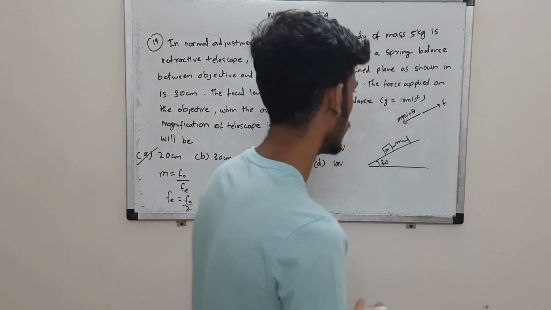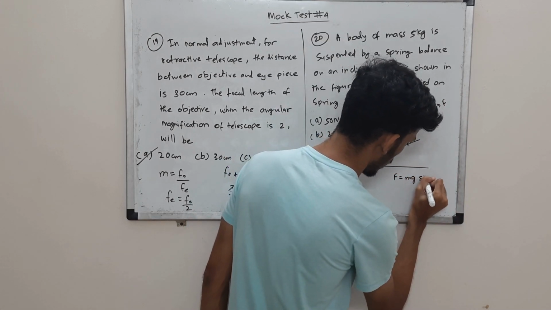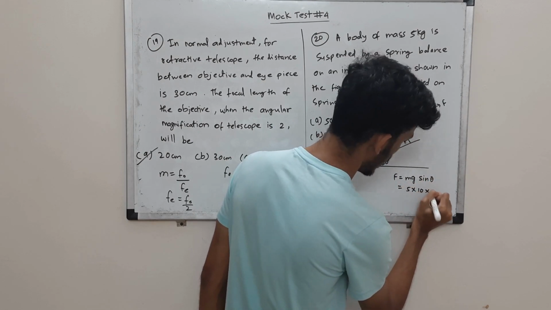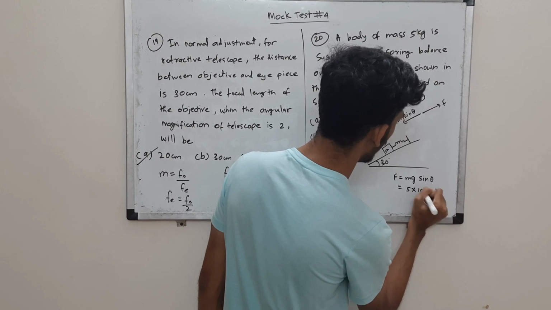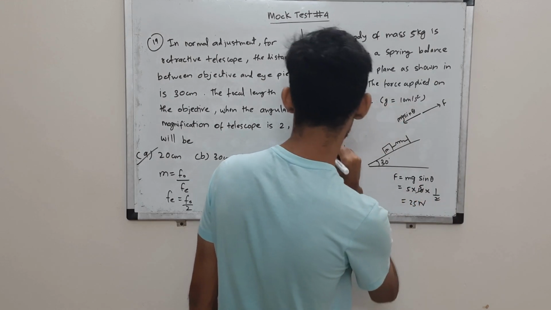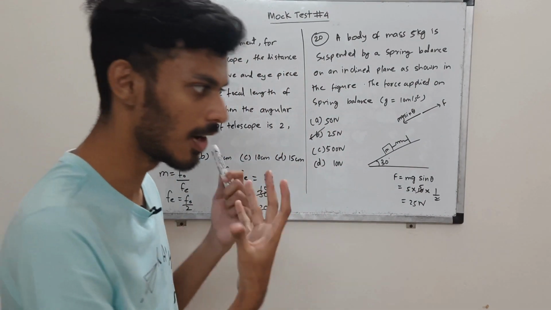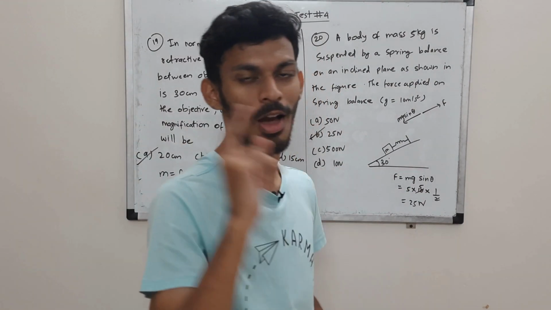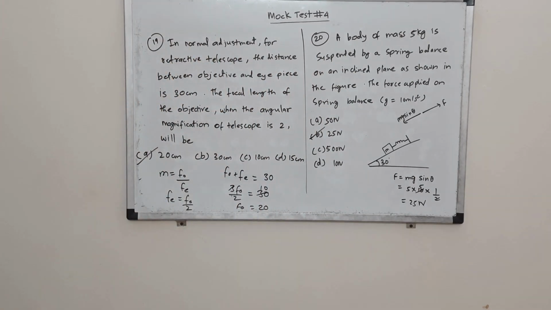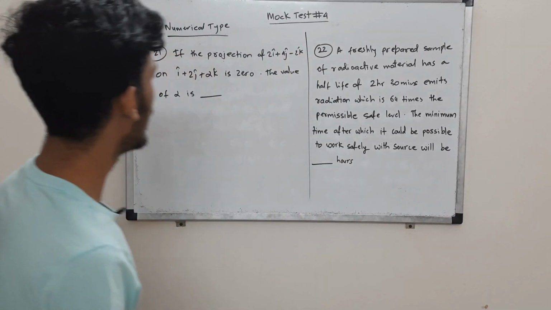Now this is spring force, right? So spring force will be nothing but mg sin theta. Very straightforward question. So m is 5, g is taken as 10, sin 30 is half, this 5 times 5 is 25 newtons, which is option B. So that's from these two questions, the final two questions from MCQs. Let's move to the numerical type questions.